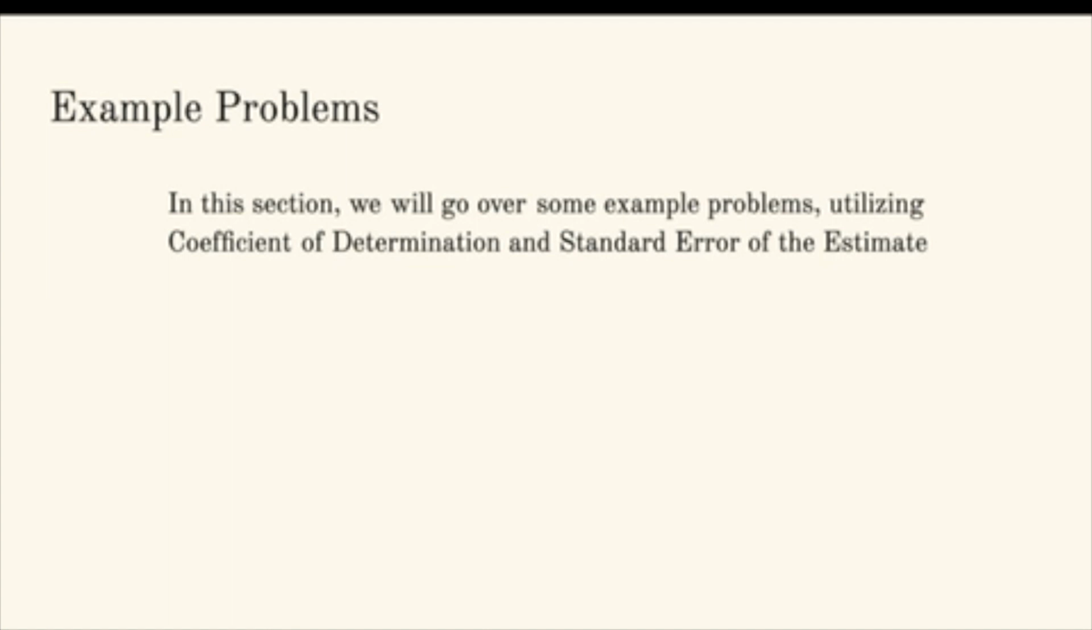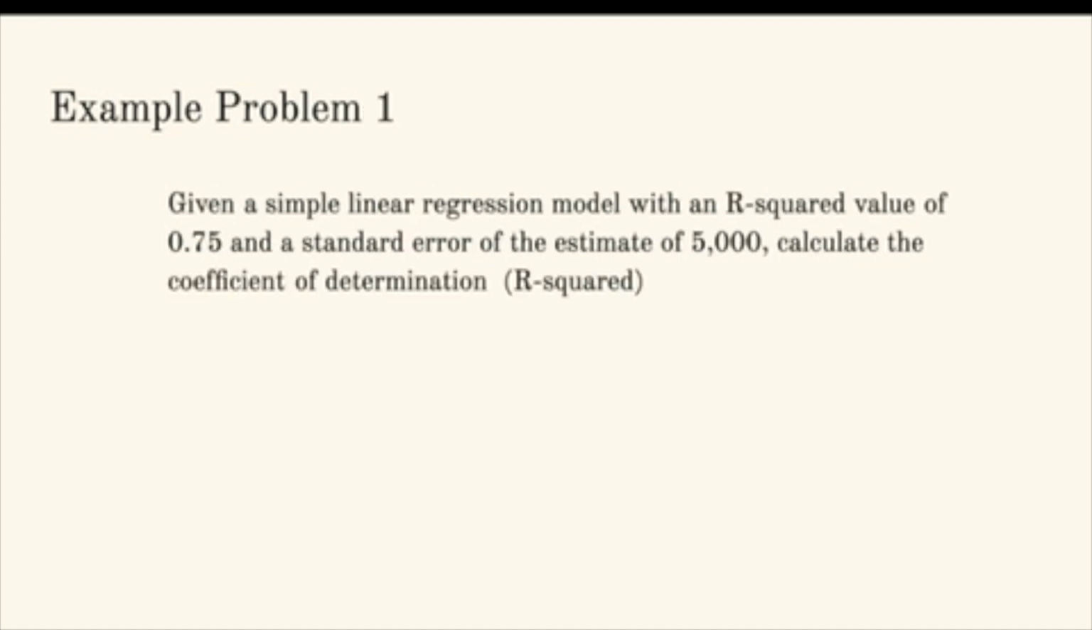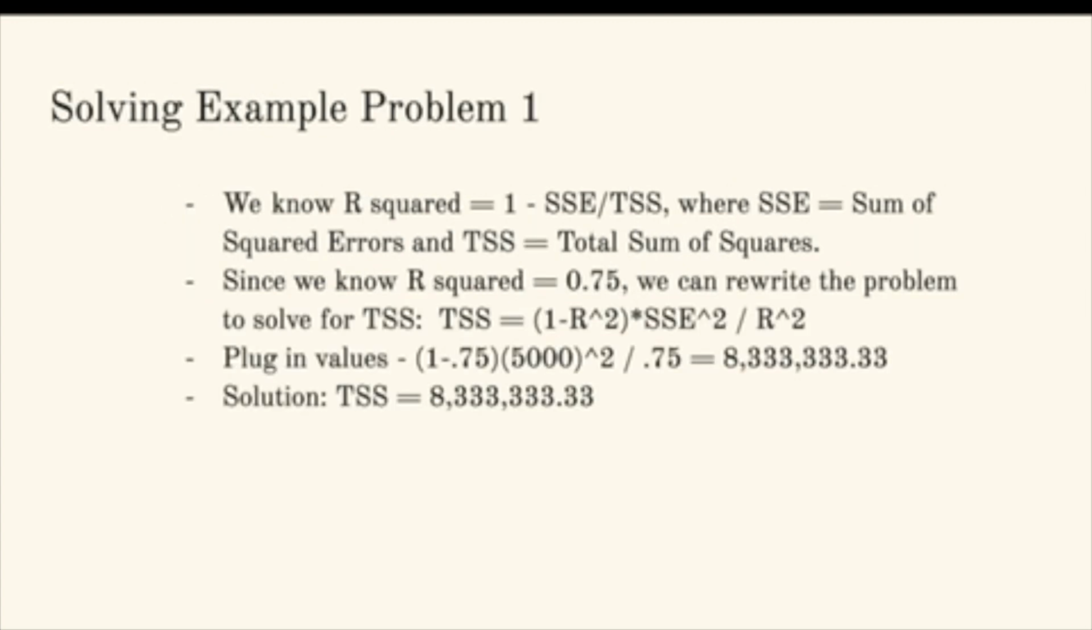Some example problems. In this section, we will go over some example problems utilizing coefficient of determination and the standard error of the estimate. Example problem 1. Given a simple linear regression model with an r-squared value of 0.75 and a standard error of the estimate of 5,000, calculate the coefficient of determination, r-squared. We know r-squared is equal to 1 minus the sum of squared errors divided by the total sum of squares, where SSE is the sum of squared errors, and TSS is the total sum of squares.